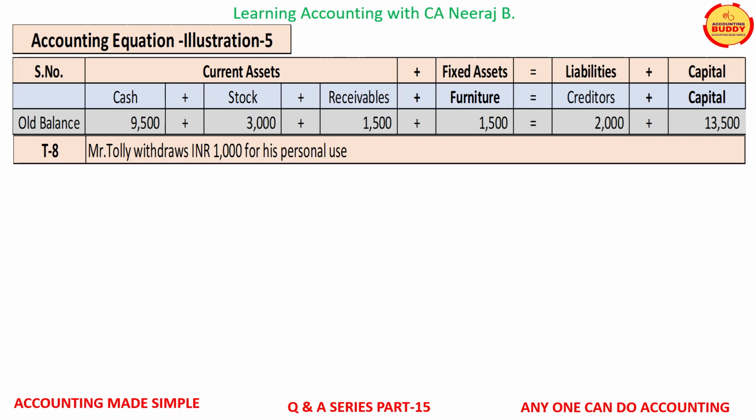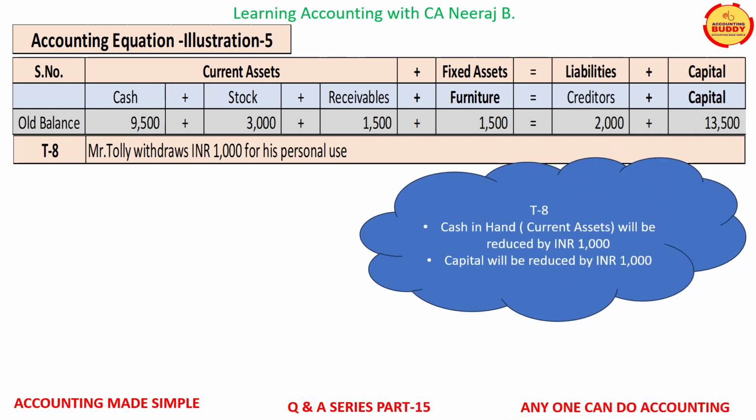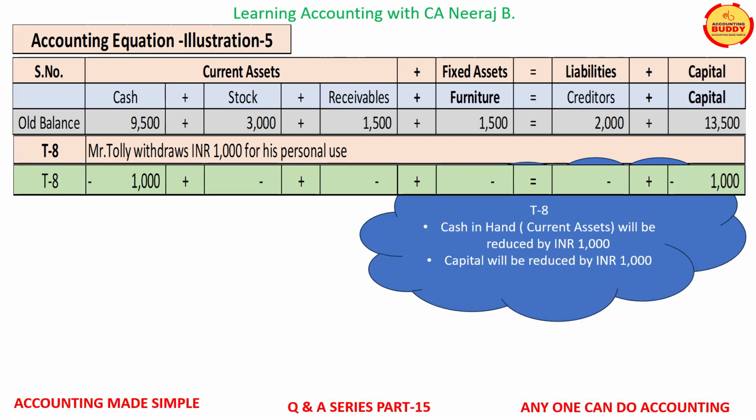Tolly withdraw an amount of 1000 for his personal use. If we analyze this transaction, the two accounts which are getting affected are cash on the asset side and the drawings which will affect the capital on the right hand side of the accounting equation. Cash will be reduced by 1000 and the capital will also get reduced by 1000.